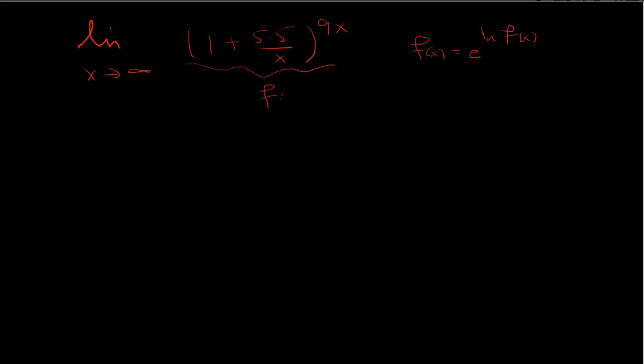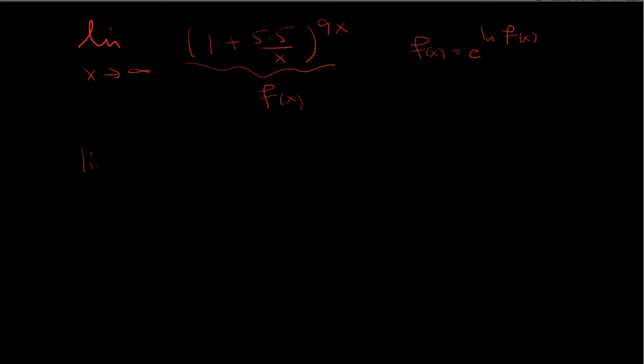Given the limit as x approaches infinity of (1 plus 5.5 over x) raised to the 9x power. So my goal here is to solve for this limit, but in order to do that, I want to use a little trick where I can represent a function as e to the natural log of that function. So the function here is going to be this whole thing.